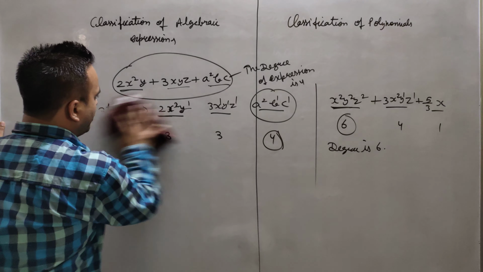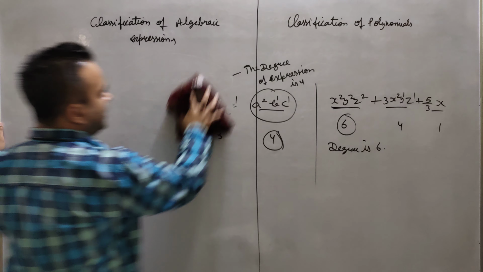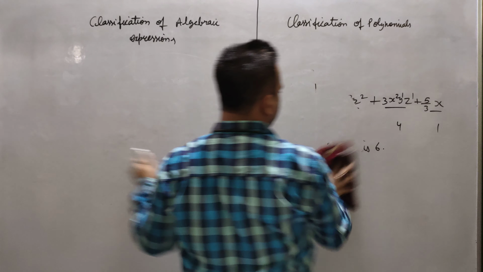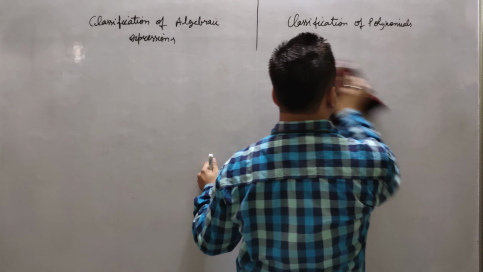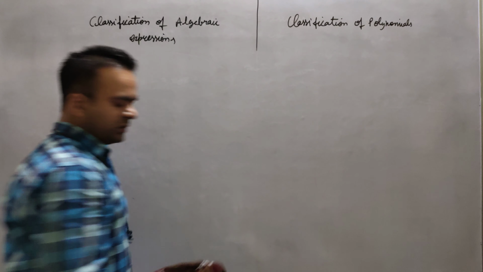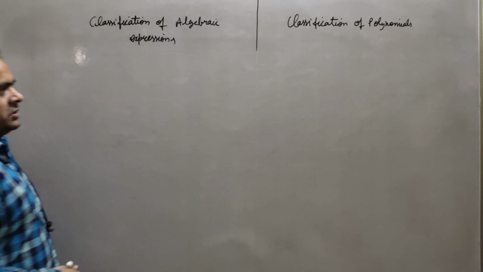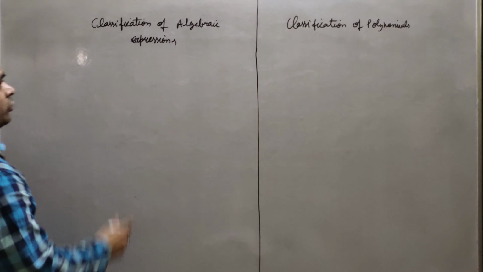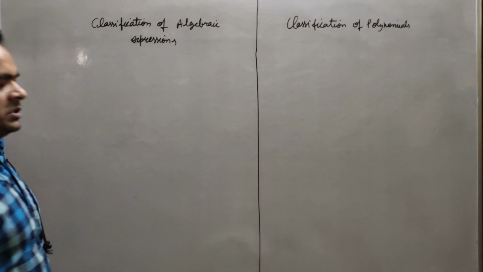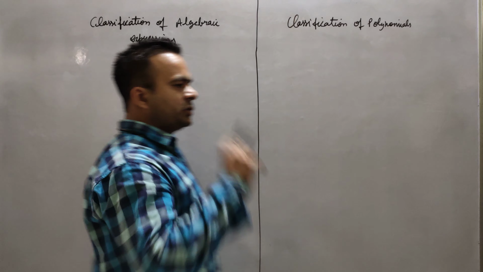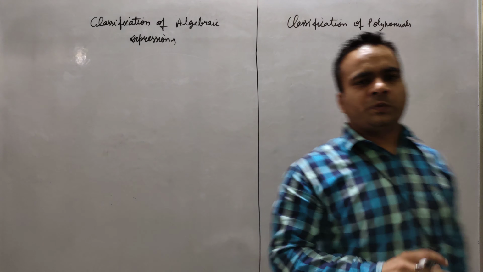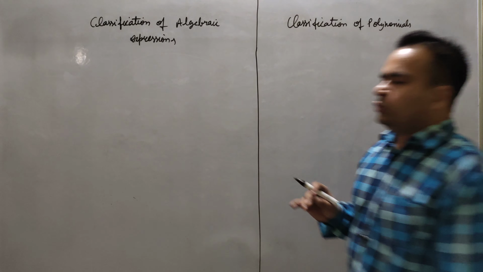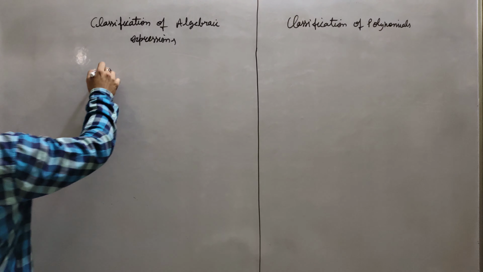Now I am coming to the point. This particular part is clear now. Degree part, what is degree, what are factors, what are coefficients? Three things we have discussed till now. Now I am coming to the point. What is the difference between algebraic expressions and polynomials? I have asked you how many algebraic expressions are possible. So you were saying infinite, right?